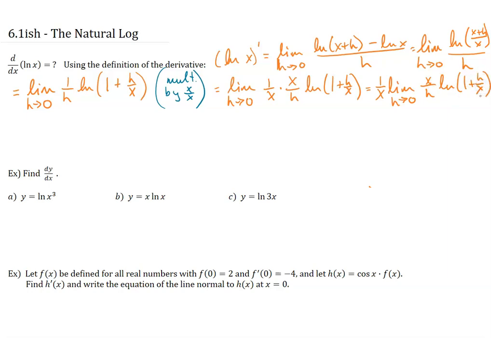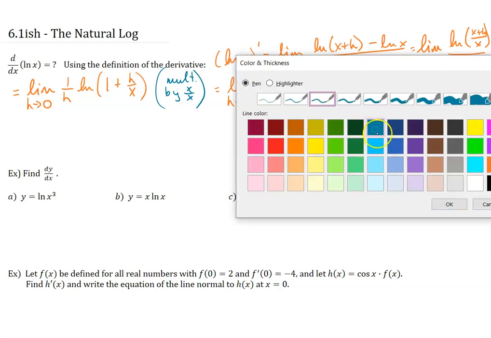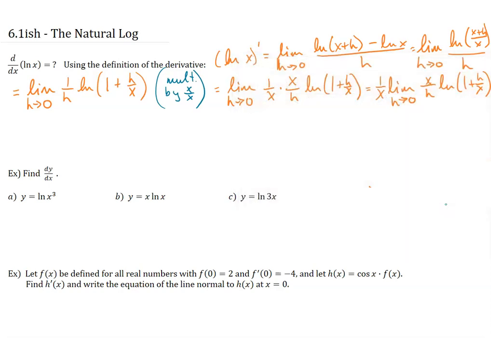Okay, now I'm going to use a variable substitution. This step is not necessary if you can see what's going on with the log properties, but it is something that makes it easier for us to see what's happening. Okay, so I'm just using another variable, so I'm going to say let a be equal to x over h. So I want a to be equal to this fraction that we have inside here.